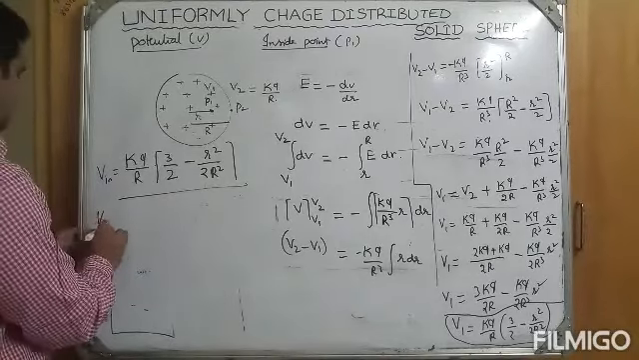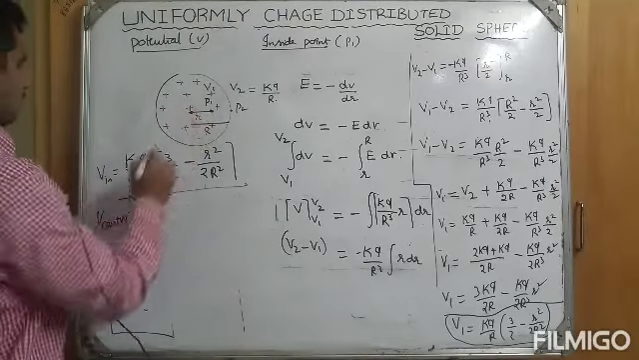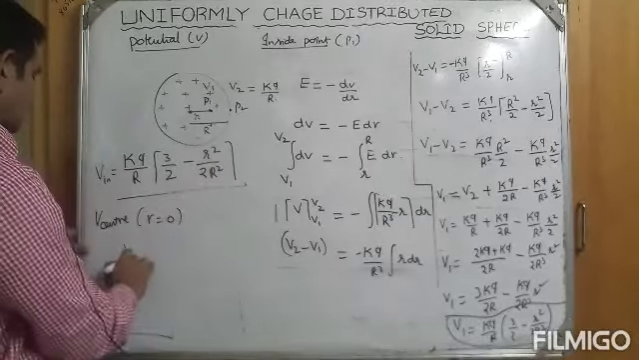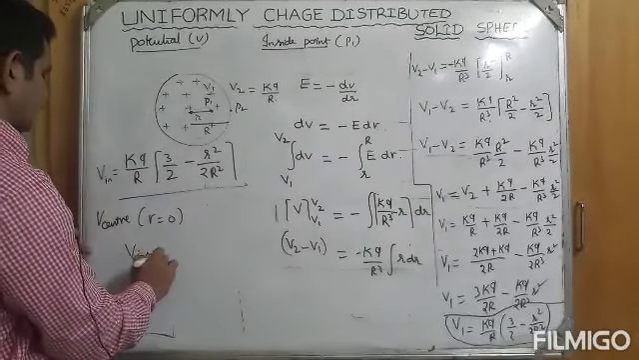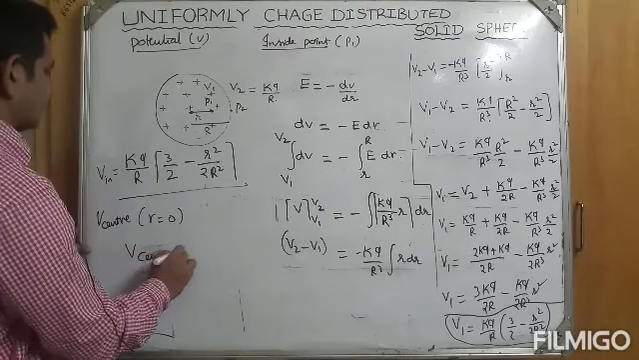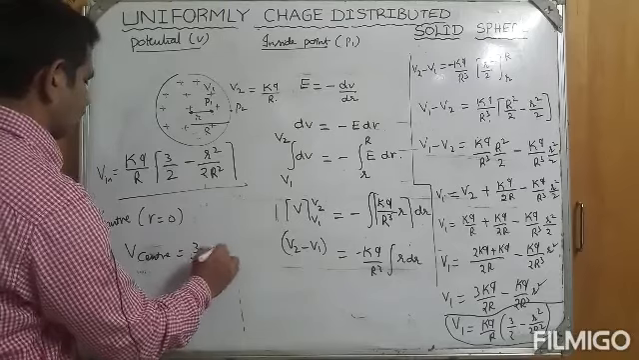Potential at center. Center, what is the meaning? Potential at center, at this point, small r is equal to 0. Then this value will be 0. V inside, V at center will be, understand? V at center will be, this is 0, 3 by 2 kq by r.